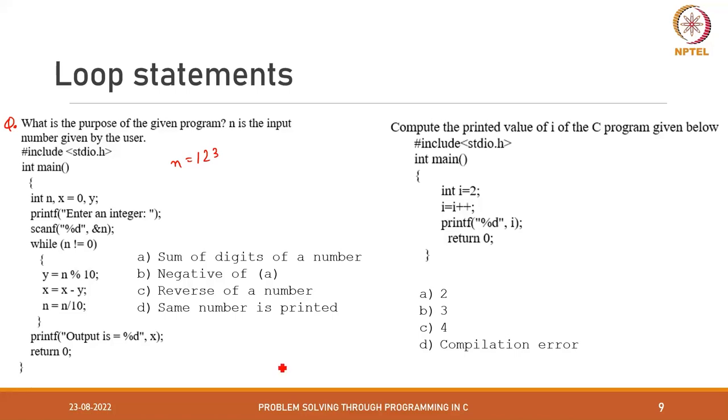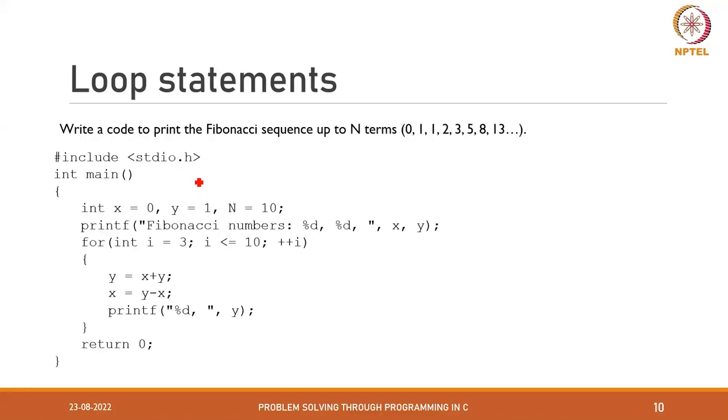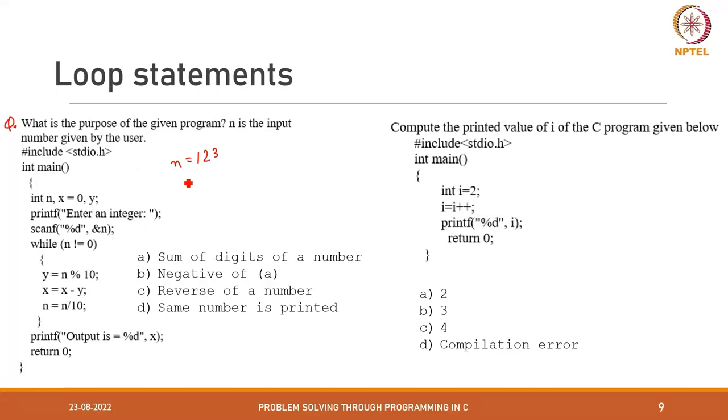So what exactly would happen here? Let me do it for this n = 123. So first it will check. Okay, fine. So n is not equal to 0. So 123 is not equal to 0. This is true. So this will still be executed.